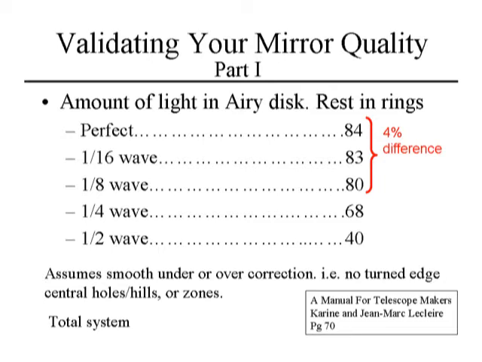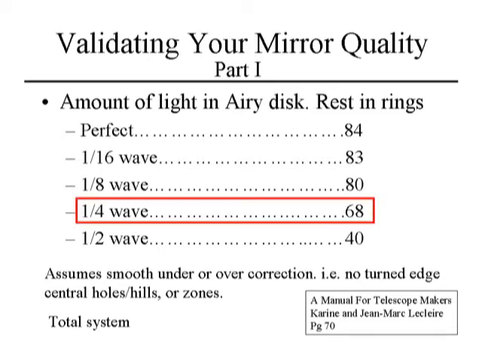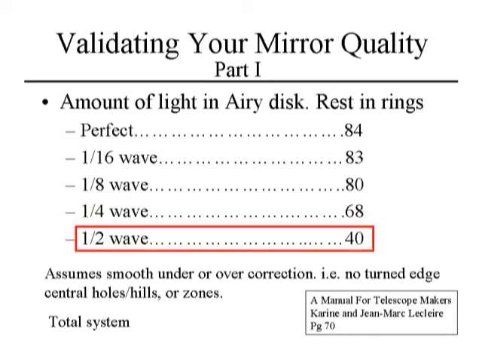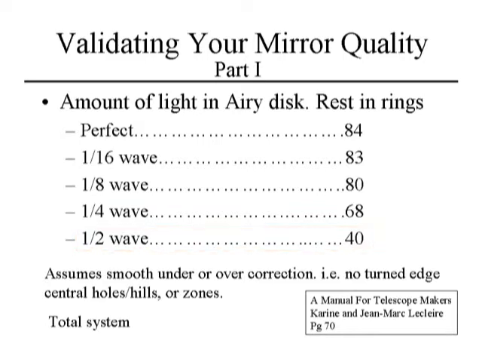It takes getting down to a quarter of a wave before you start getting a big jump, where now at quarter wave, primary spherical aberration difference, you get 68% light in the Airy disk and the remainder in the rings. And at a half wave, 40% is in the Airy disk and 60% in the rings. So you've got more light in the rings than you do in the Airy disk.